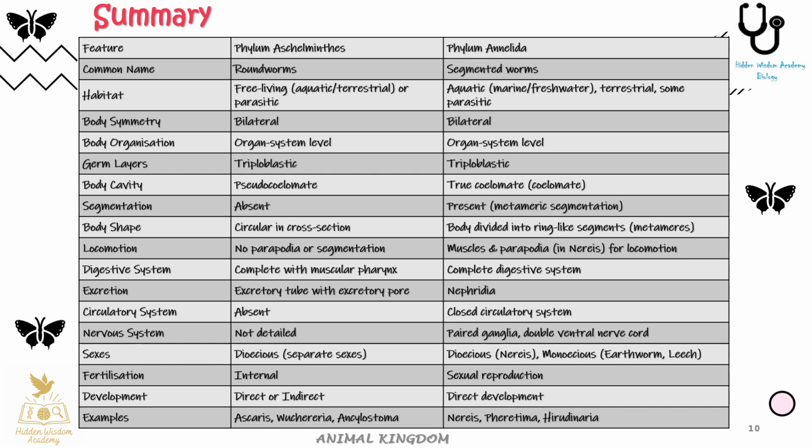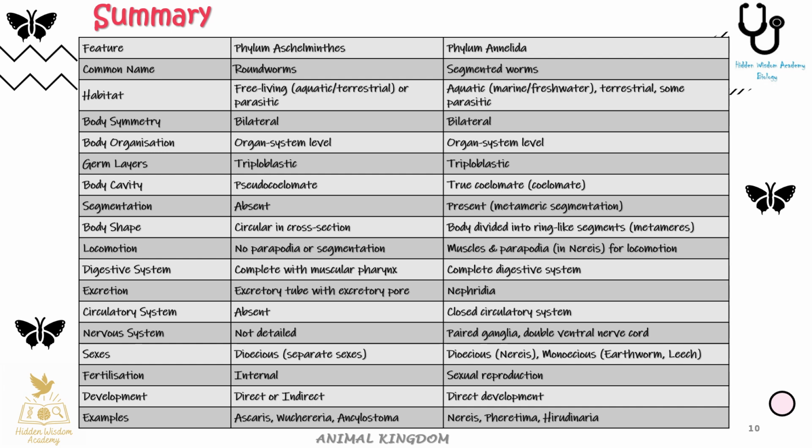The digestive system is complete in both, but only annelids have a closed circulatory system and a well-developed nervous system with paired ganglia and ventral nerve cords. Excretion in aschelminthes occurs through a simple excretory tube, while annelids use nephridia.